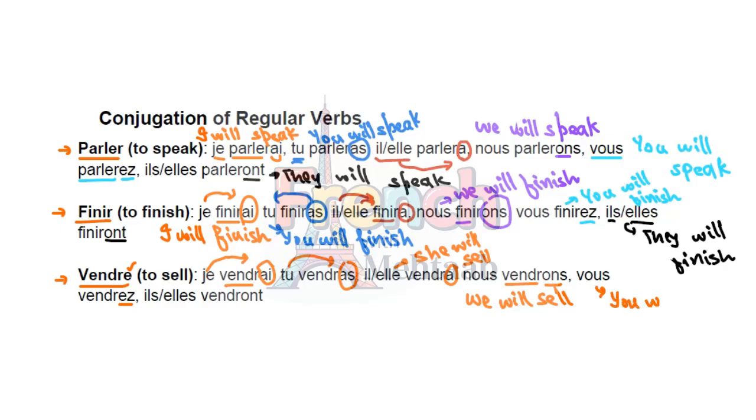Then the final, it's ils and elles. Vendront. We are removing the final e and adding -ont towards the end. It's they will sell. Ils vendront. Elles vendront.